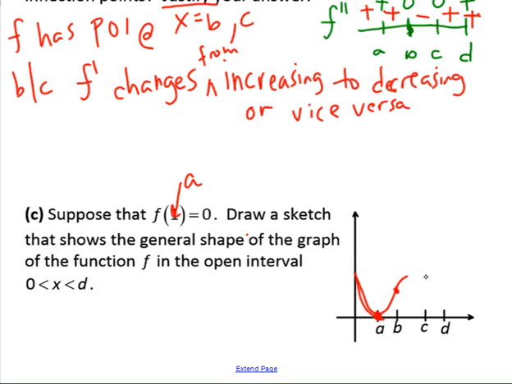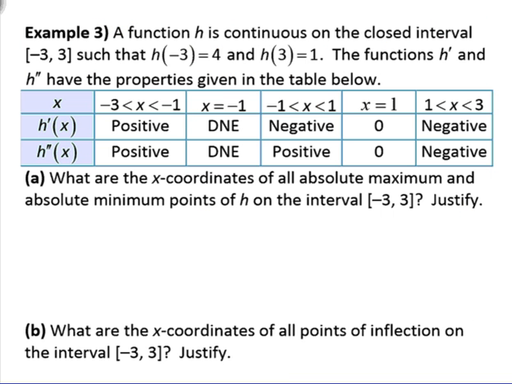So at C, we have another point of inflection, but instead of that being a maximum there, it's going to have a point of inflection and then change concavity to concave up, but still increasing. And then D will still be increasing. Okay, so it's something like this.